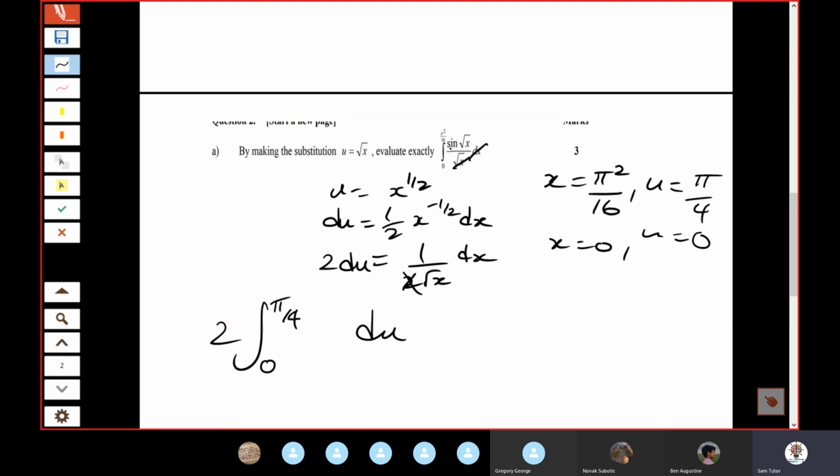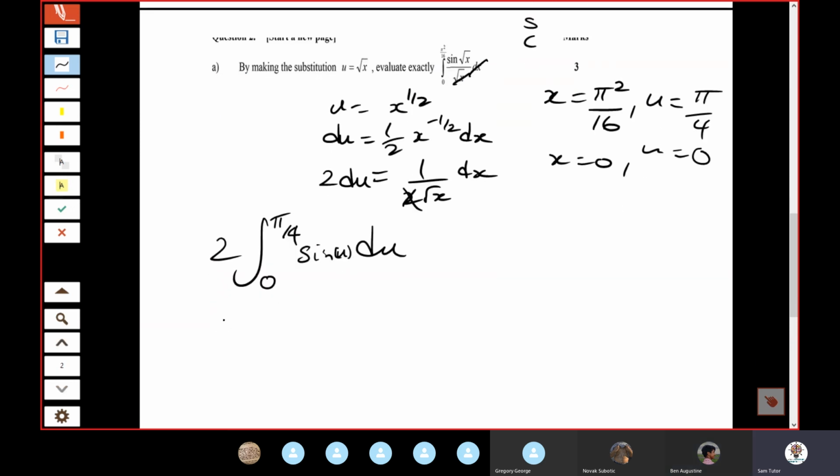And all I'm left with is sine u. Everybody okay with that? Ben, Greg, makes sense? Yeah. And then all we've got to do, if you remember this action that I do, we're going up for integration. Integral of sine is negative cos. So it is negative cos u, and then pi on 4 and 0.